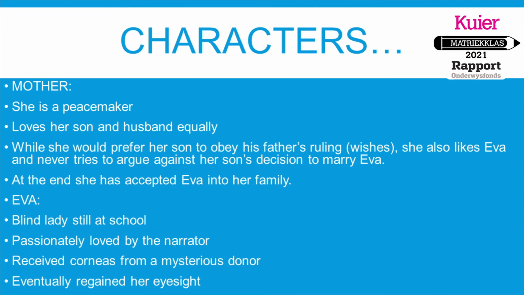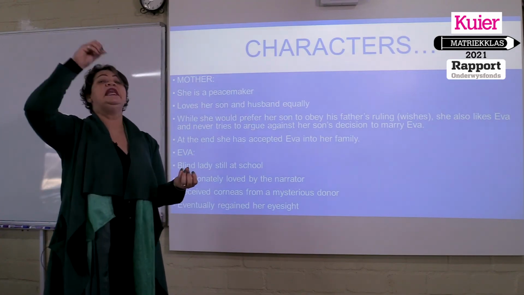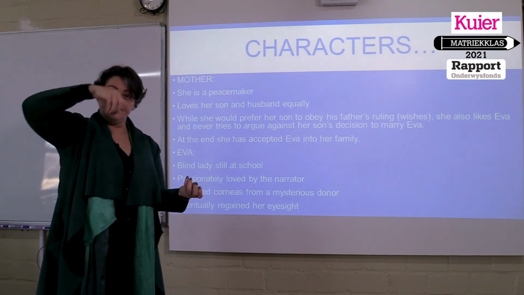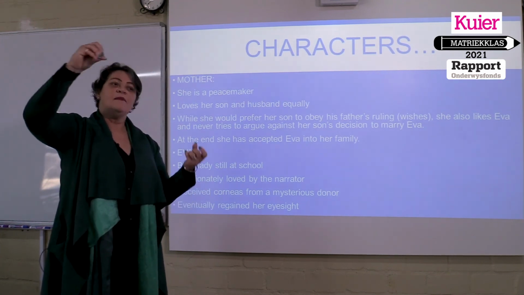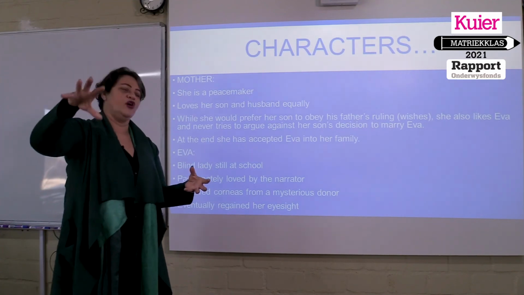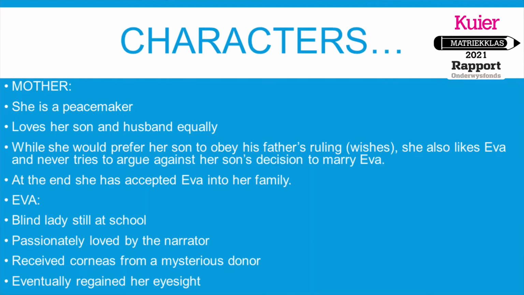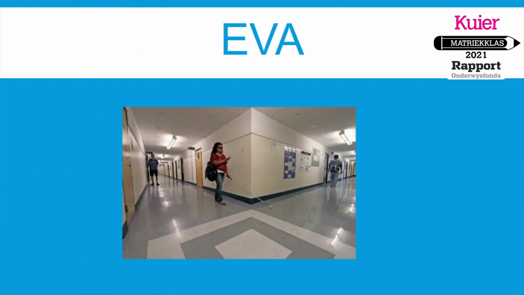Eva, she's the blind lady at school. She's passionately loved by the narrator. Now, the idea that she's at school doesn't mean that she's a scholar. Okay? It just means that she lives at that particular location because she's blind. So everything happens there for her. Okay, she's not a scholar. She receives corneas from a mysterious donor, which we now know is the dad, and she regains her eyesight. Okay, picture of Eva, just for interest sake for you to imagine what that looks like.